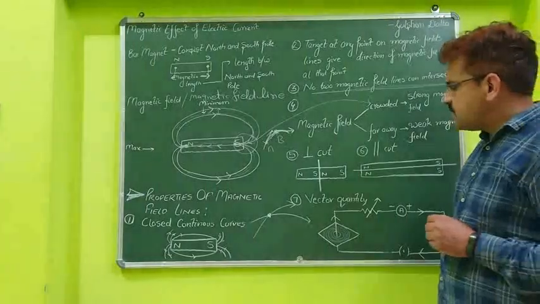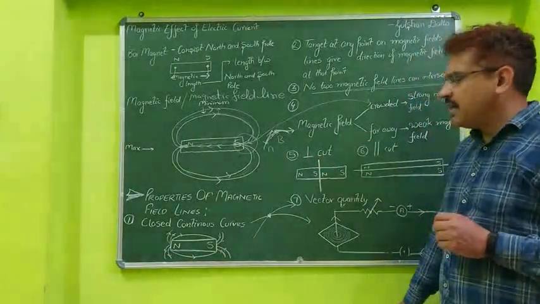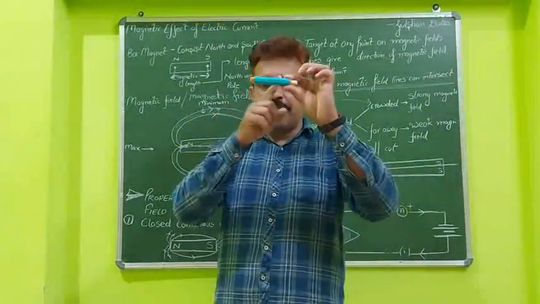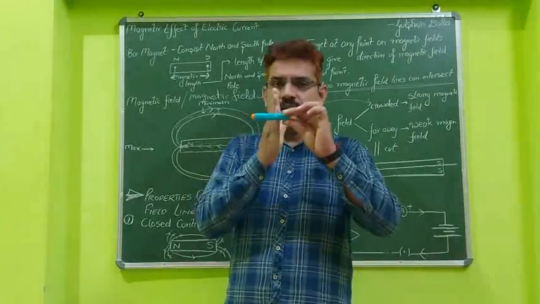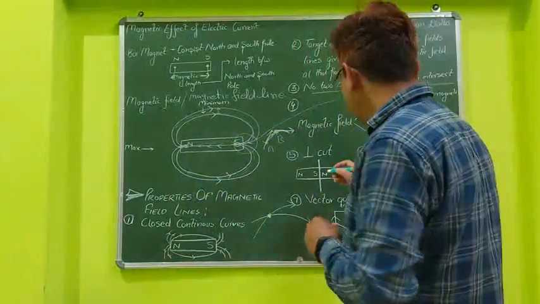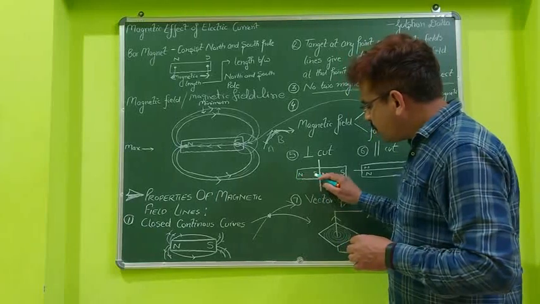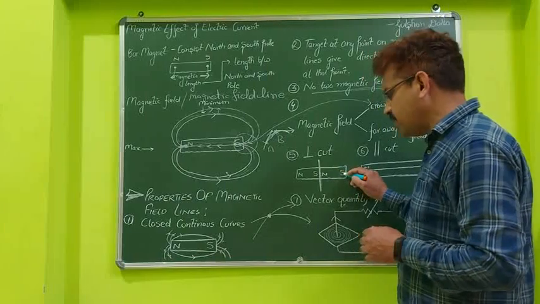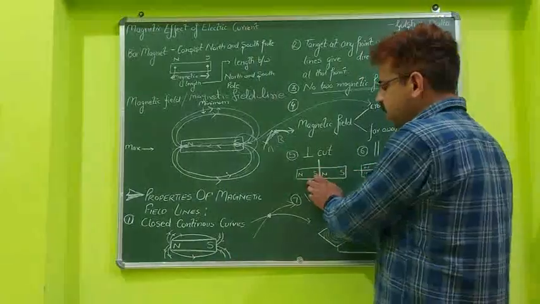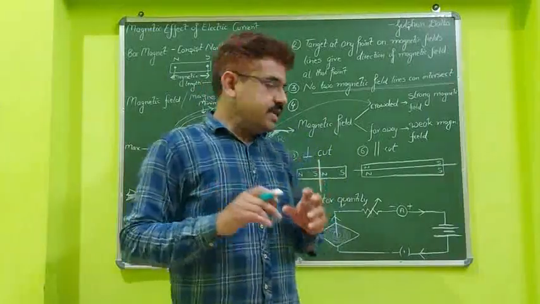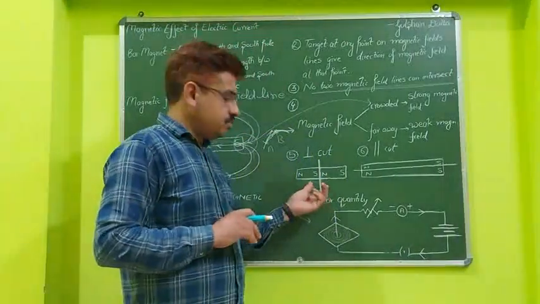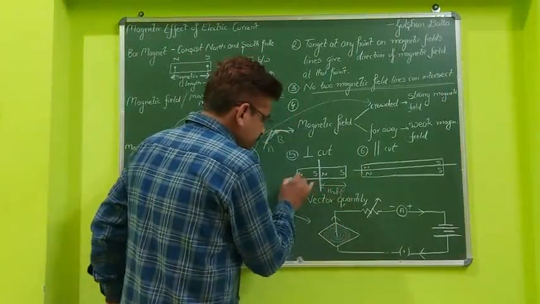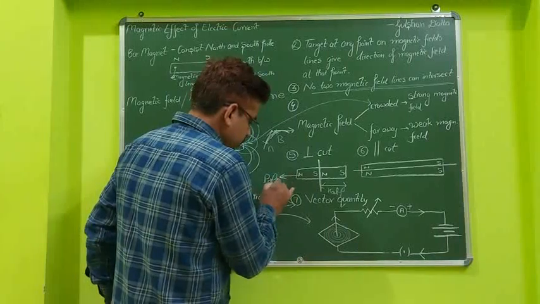This property I already discussed. So let me start with the next property, the perpendicular cut. Suppose we have a bar magnet, and I cut it from the center. What will happen when I cut from the center? This is the north pole and this is the south pole, and if a perpendicular cut is made, this becomes a north pole and this becomes a south pole. But in this case, the pole strength remains the same and the length becomes half.